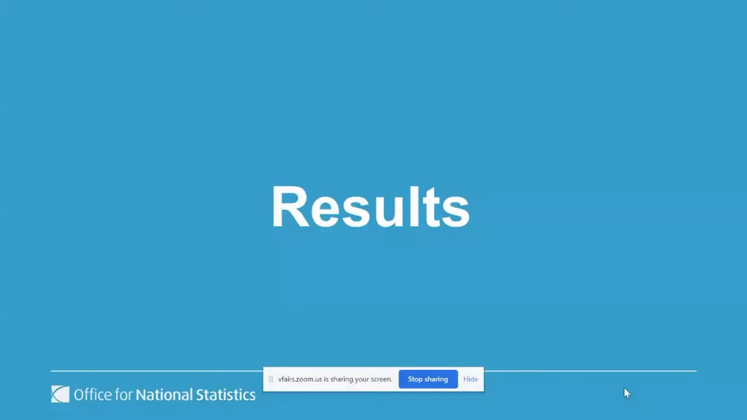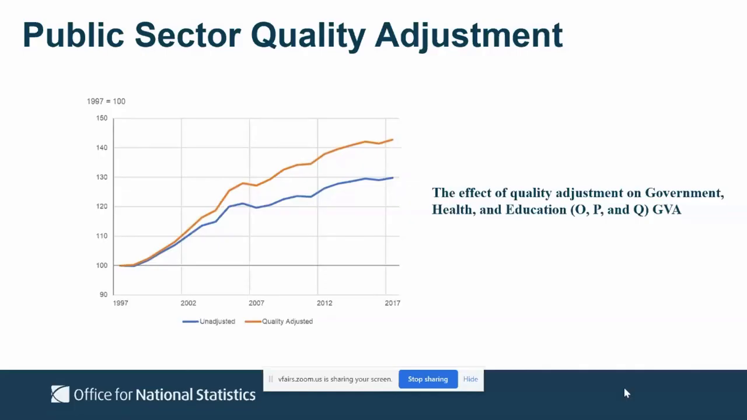So we get to the fun bit, we get to the results. And so I'm going to start by taking you through one of those key changes, one of those developments that we've put in place, and this is around public service quality adjustment. Just to contextualize, there are effectively three measures, three ways of thinking about the public sector, as Phil Wells outlined in the panel session on the first day.